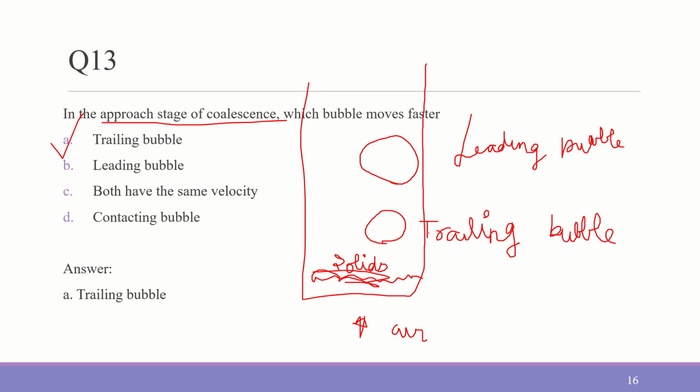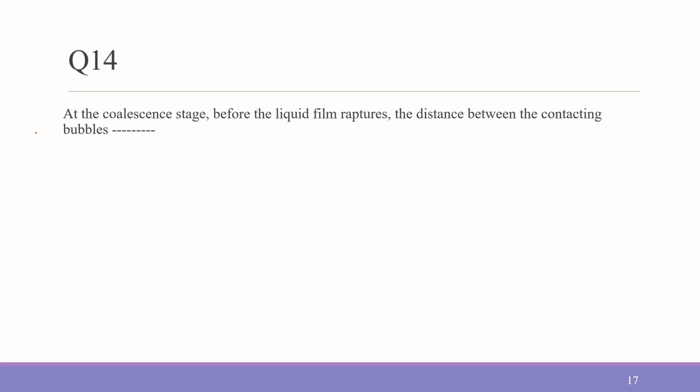Let us go to question 14. At the coalescence stage, before the liquid film ruptures, the distance between the contacting bubbles dash. Option A, half of the film thickness. Option B, remains constant. Option C, decreases. Option D, increases.